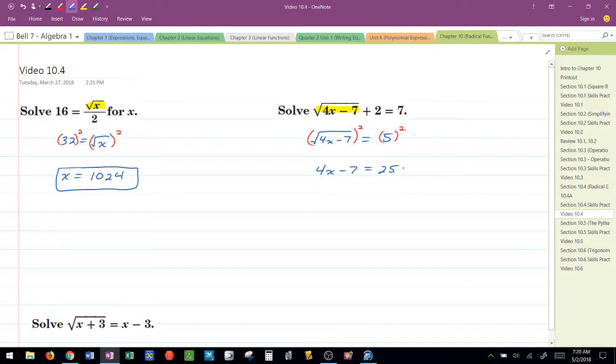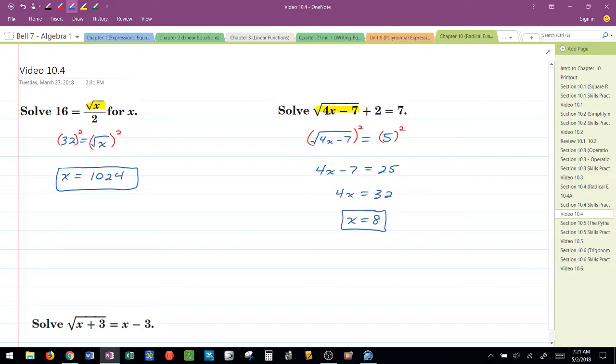Now solve the remaining equation. Add 7. 4x is equal to 42. 42, what the heck am I saying? 32. Divide both sides by 4, and I get x is equal to 8.